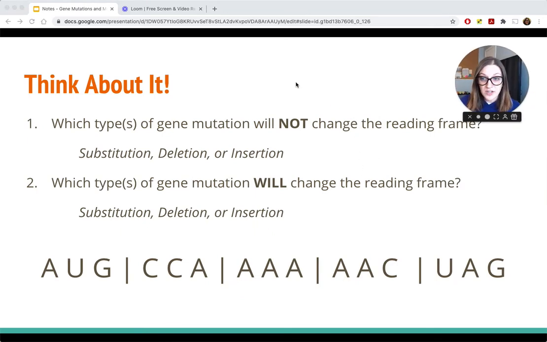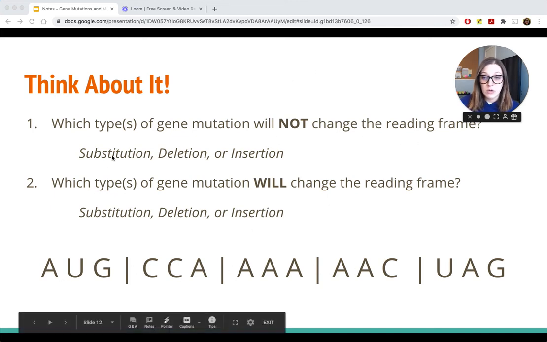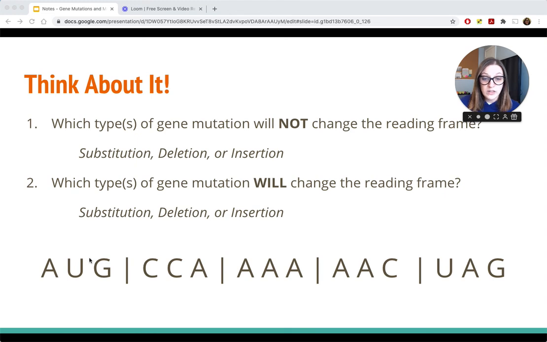I want you to think about it first. Which types of gene mutation do you think will change, or will not change, the reading frame below? Would a substitution, deletion, or insertion mutation not change this? And which types of mutations will change this? Think about it before we check our answers.